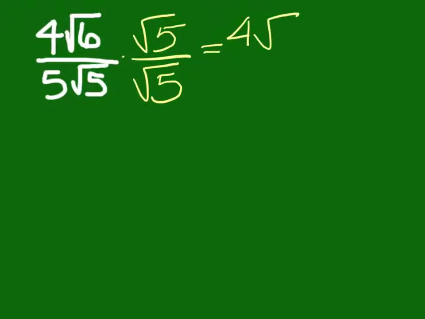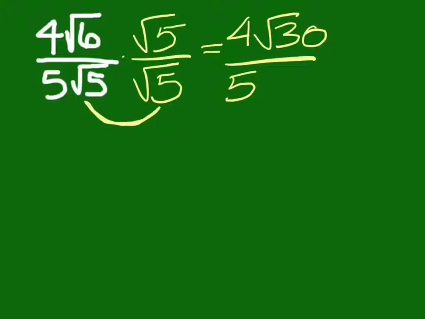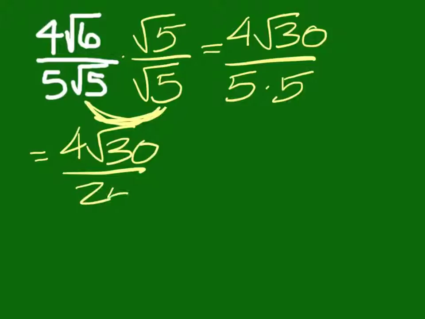For the practice problem, you need to multiply the top and the bottom by the square root of 5. So that'll give you 4 square root of 30 on the top, and on the bottom, here's the original 5 on the bottom, but the multiplication of these two will give me a 5 as well. So that simplifies to 4 square root of 30 over 25. Remember, the 25 comes from right here.